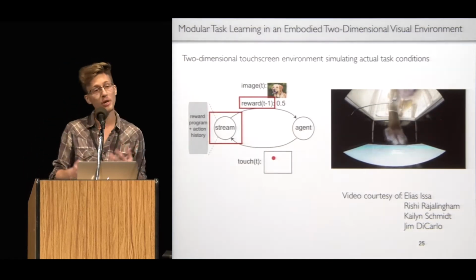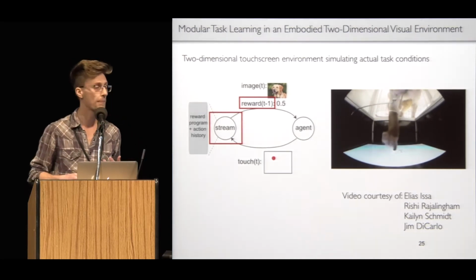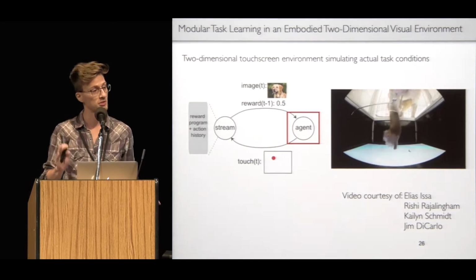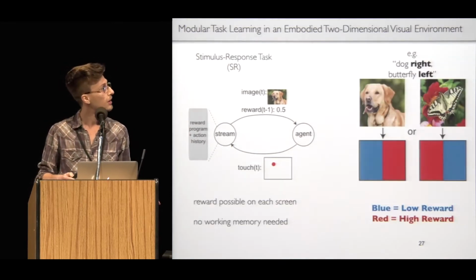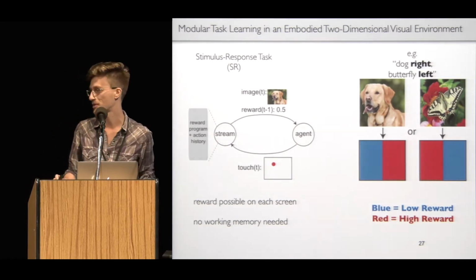The server's program uses that to then compute what the reward should be on the next time step. The agent is a neural network learning to best choose its touch actions to maximize this reward. So let's consider stimulus response, a single screen object categorization task.